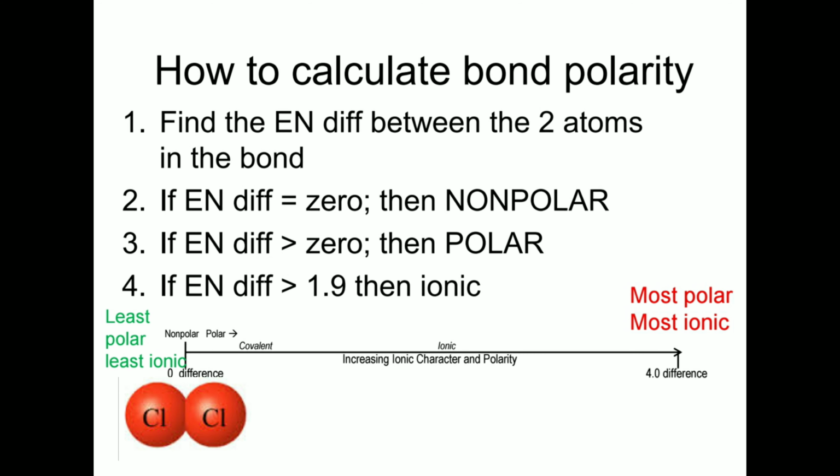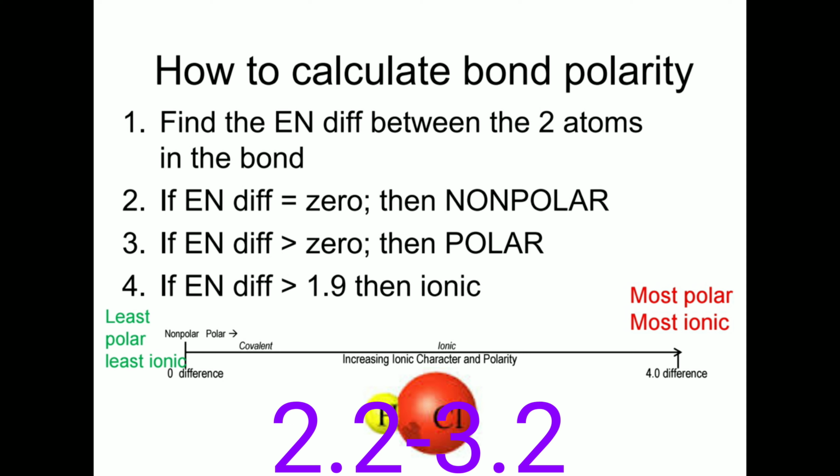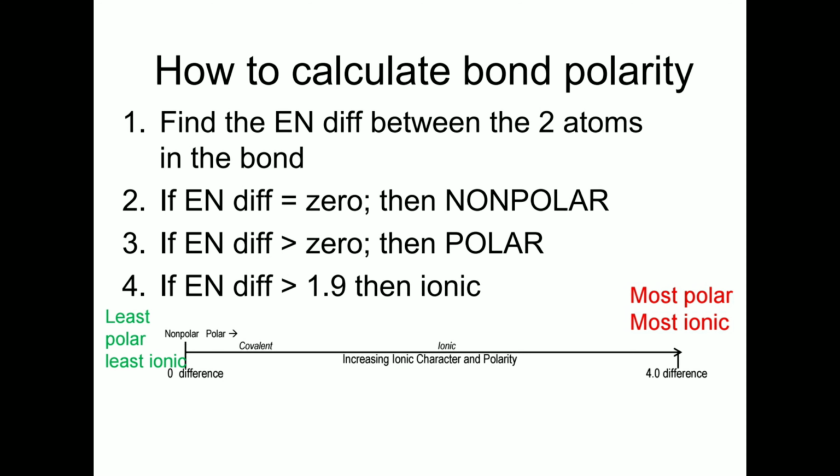Again, you can see here in chlorine, this is a nonpolar bond because the left and the right are identical. All chlorines have the same electronegativity, so there is no electronegativity difference. The greater the difference of electronegativity, the more polar a bond will be. When I look up the electronegativity values of hydrogen and chlorine in hydrogen chloride, I see that hydrogen has an electronegativity of 2.2, while chlorine has an electronegativity of 3.2. The difference is 1. The greater the difference, the more polar the bond.